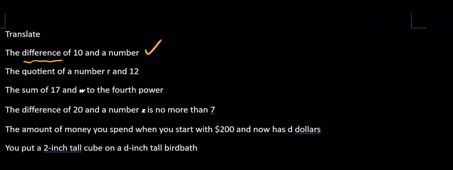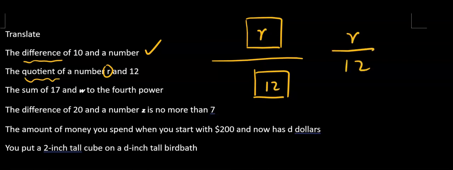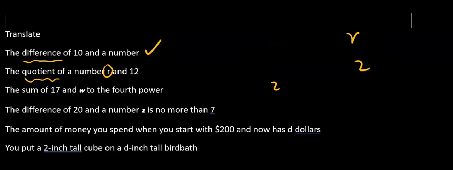All right, let's look at the next one. The quotient of a number R and 12. The keyword is quotient. If it's quotient, we're going to build a little house that looks like this. You might want to say, hey, this is a fraction. That's right. Fraction is a division, right? And you see a number R, you're going to put R first on the top. And you see 12, you're going to put a 12 here. So it's R over 12. That is question 2.